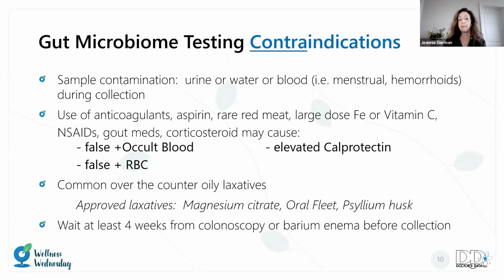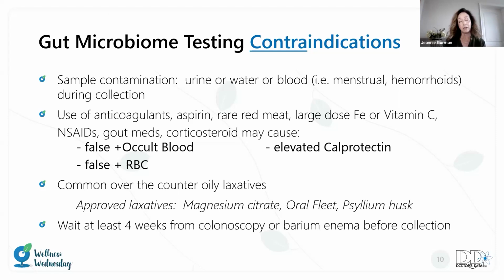Some contraindications for gut microbiome testing, in terms of when and why and how you would use stool testing. The sample is collected by the patient. We give very specific instructions in the kits, but we try to keep the fecal sample away from any urine, water, or blood so that the results are not confounded, if at all possible. Some of these medications listed, the anticoagulants, aspirin, even eating rare meat, large dose iron or vitamin C, NSAIDs, gout meds, corticosteroids, may cause some elevations in some of these markers that can be explained by that medication.